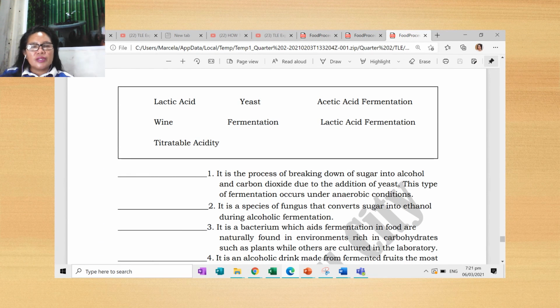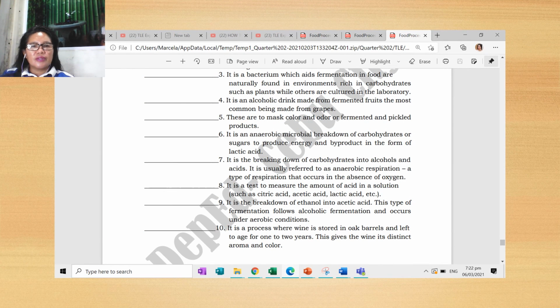So you are going to identify the steps in the process. There are items 1 to 10. The answer is found in the box here, so you just try to find the answers in the box.